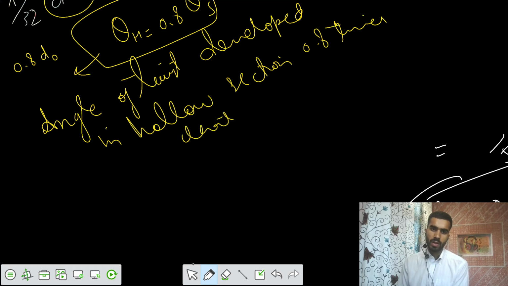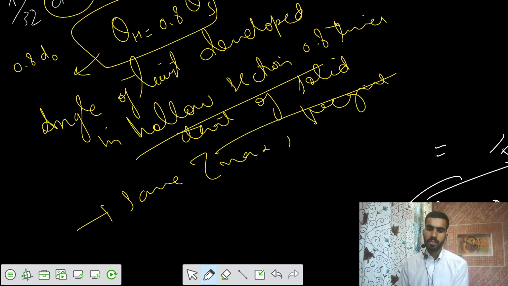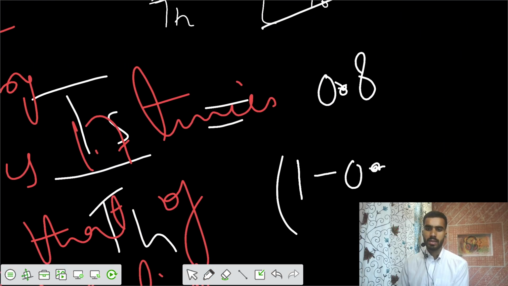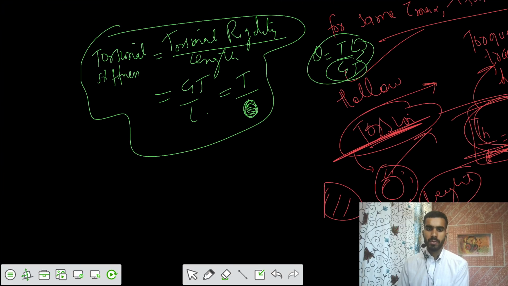For the same set of conditions, the same maximum shear stress, and the same weight, we got that the hollow section is better than the solid one. So if I compare, we wrote that equation earlier, that stiffness ratio.